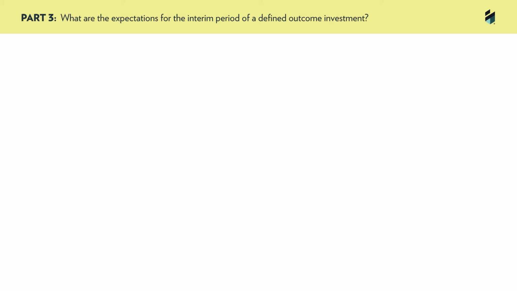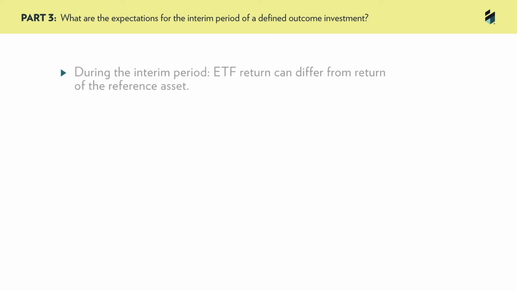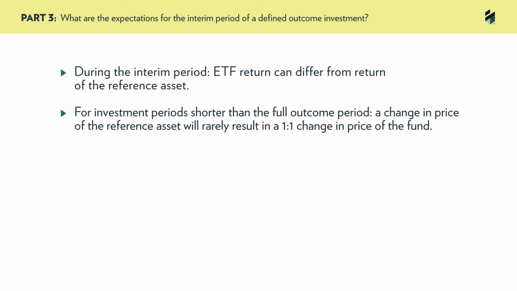It's important to keep in mind in the previous examples that during the interim period, the ETF return can, and often will, differ from the return of the reference asset. In assessing an ETF's remaining cap and buffer, remember to distinguish between the reset-to-date return of the ETF and the reset-to-date return of the reference asset. For investment periods shorter than the full outcome period, a change in the price of the reference asset will rarely result in a one-to-one change in the price of the fund.